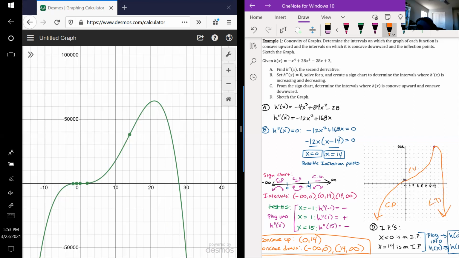And that's concave down. And done. Mine looks cooler than the one on the left.